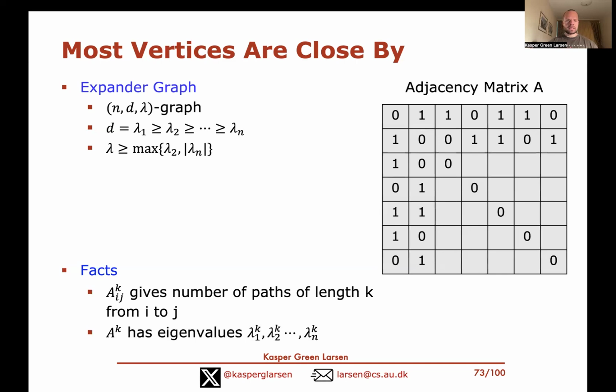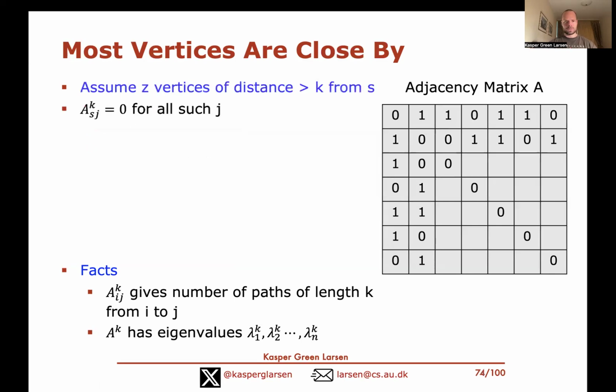The second fact is if I take a real symmetric matrix and raise it to the kth power, then all the eigenvalues will be raised to the kth power as well. So the eigenvalues here are lambda 1 to the k, lambda 2 to the k, lambda n to the k. They might not be ordered in the same way as before, because if k is even, then maybe the negative numbers become larger than some of the positive numbers. But yeah, good. So these are the two simple facts that we need about adjacency matrices.